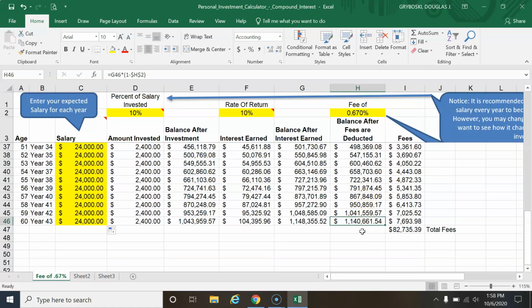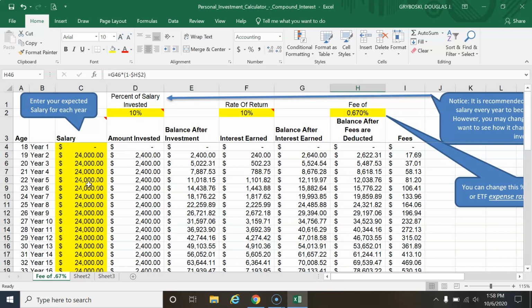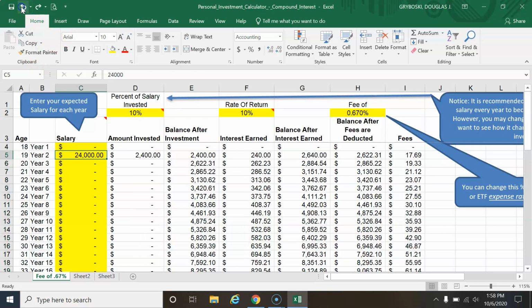$1.1 million would be your net worth at the age of 60. Not too bad, is it? And that's only earning minimum wage. All right, so now, I wanted to hit undo because I wanted to show you something.